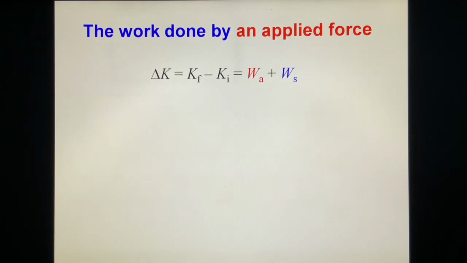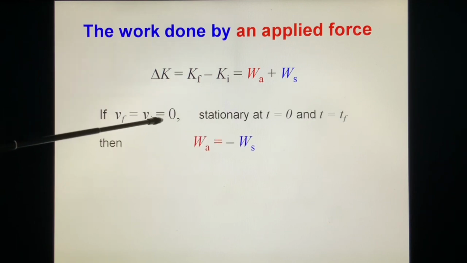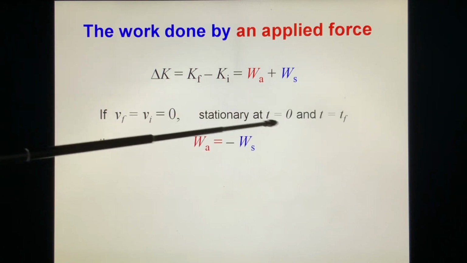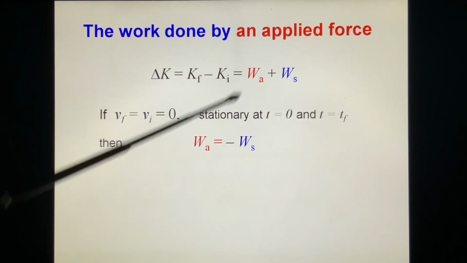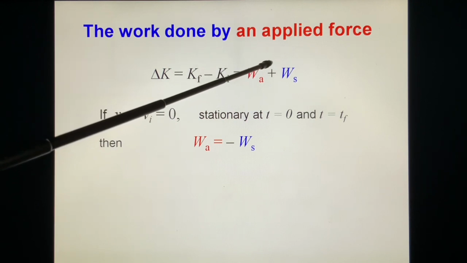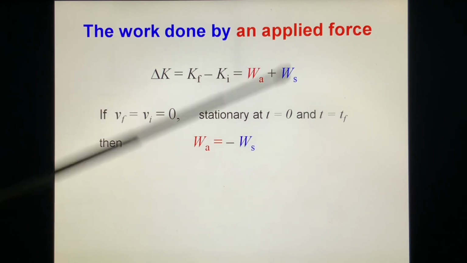If the kinetic energy change is the only change of the energy, and if V final equals V initial equals 0, all stationary at t equals 0 and t equals t final, then we find this is 0. And we find the work done by an applied force equals minus the work done by the spring force.